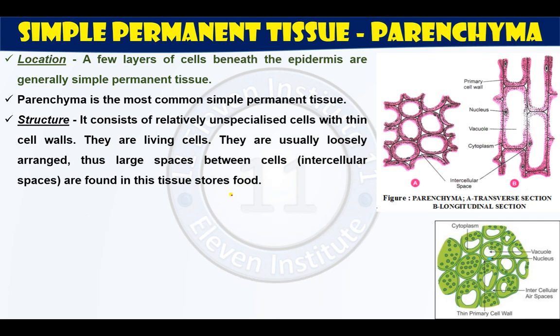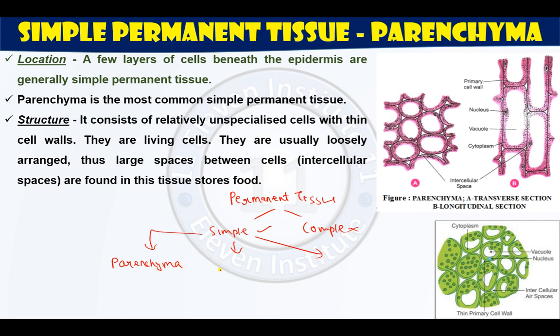We were over here, we are discussing permanent tissue. In that we are having two parts: simple and complex. Today we are discussing simple. In simple we are having three parts: parenchyma, then collenchyma, don't be confused, and last one is sclerenchyma.